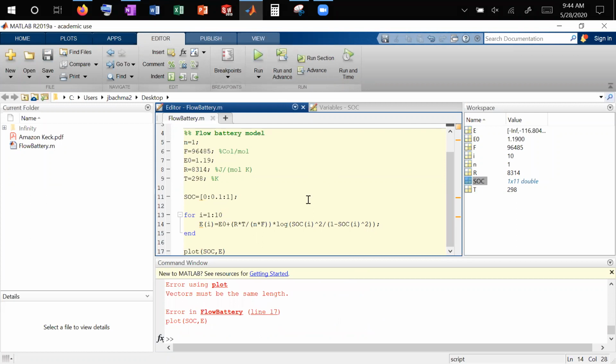All right, so let's see here. Instead of 1 to 10, since our SOC is 11 long, we have to go from i equals 1 to the length of SOC. So it'll just figure out how long the state of charge is, and I'll do it for all those.